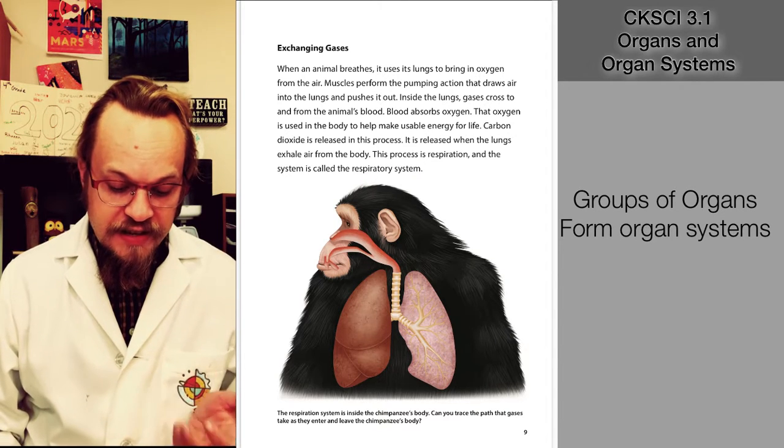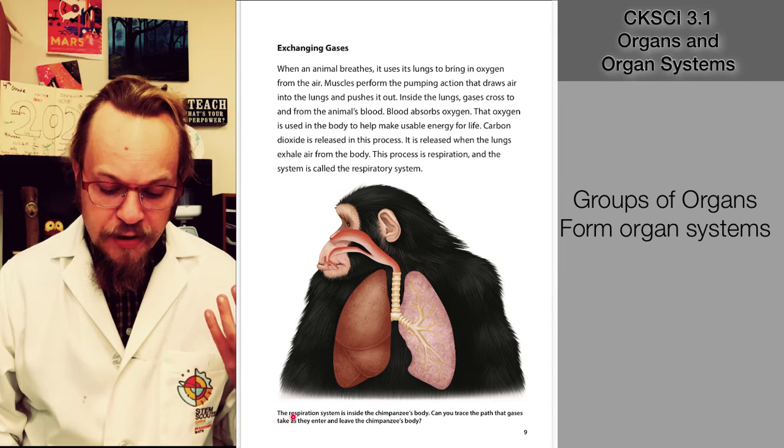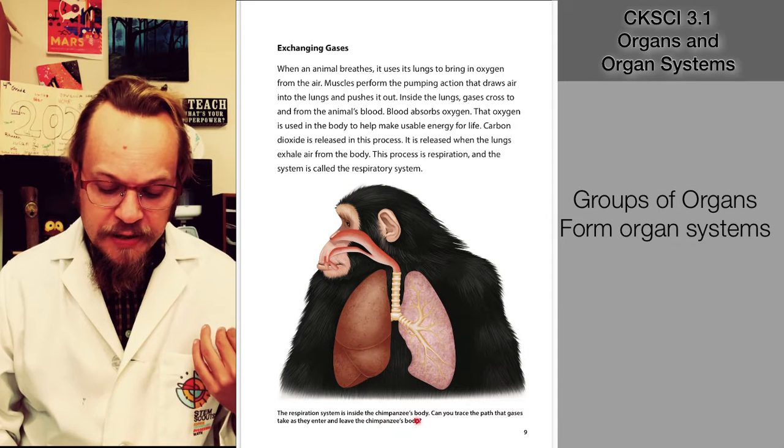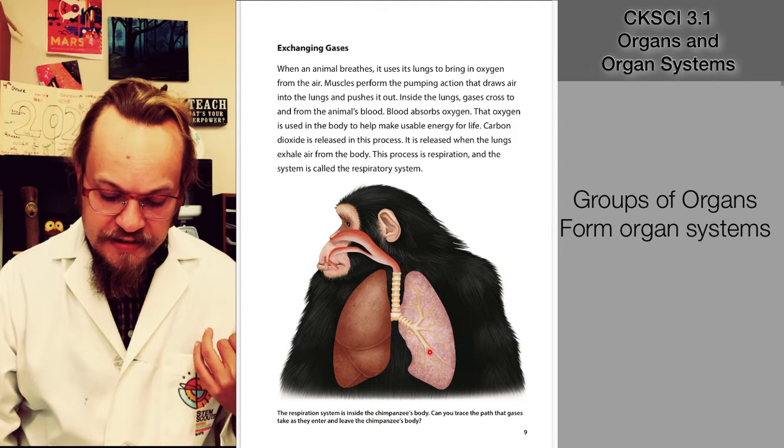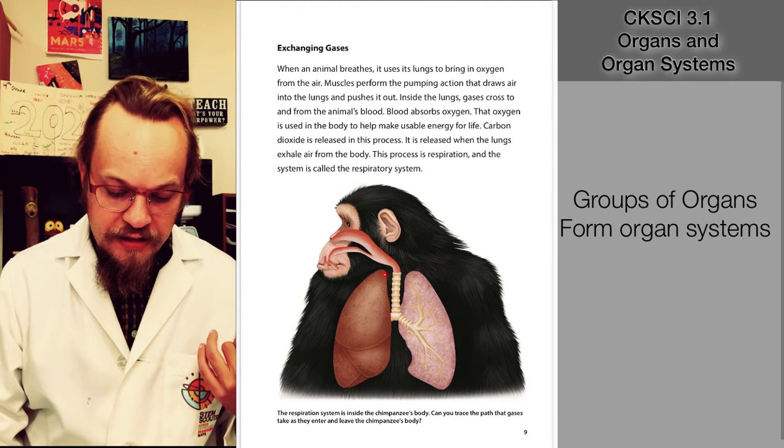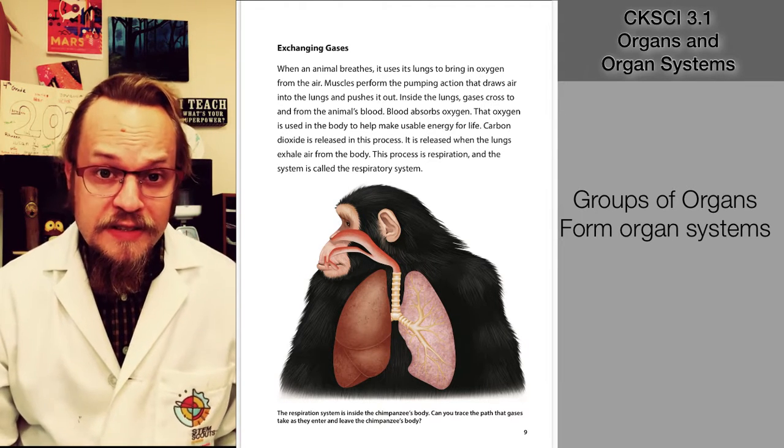So here's an example of this chimpanzee, the respiration system inside this chimpanzee's body. Can we trace the path that gases take as they enter and leave the chimpanzee's body?